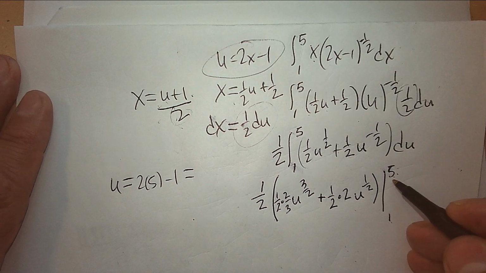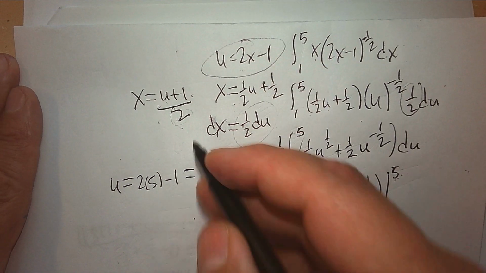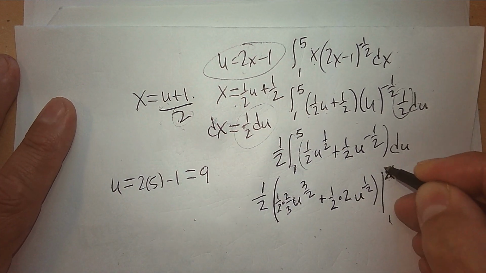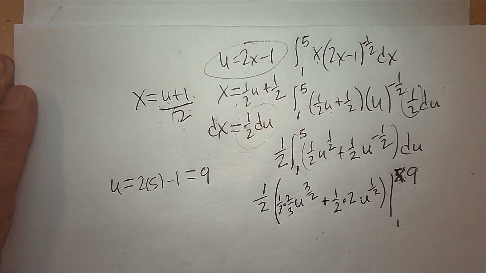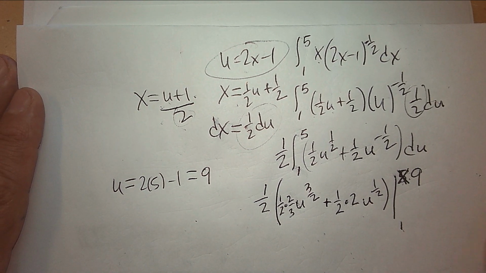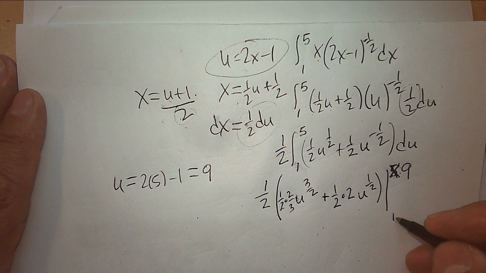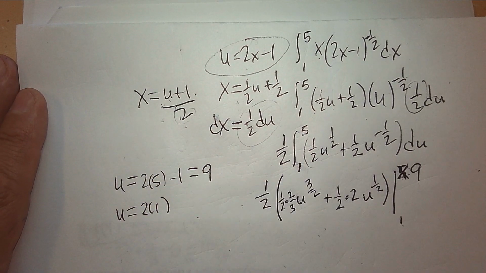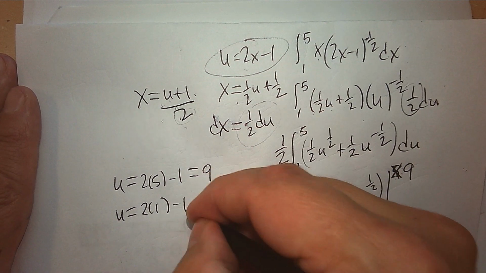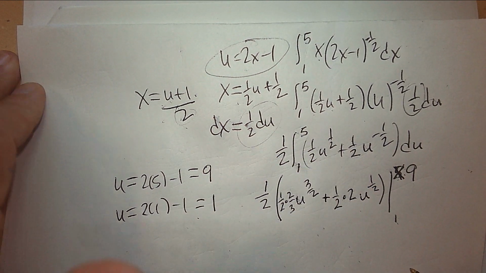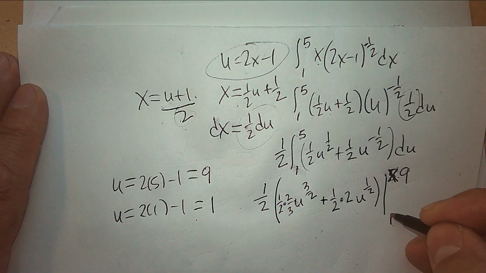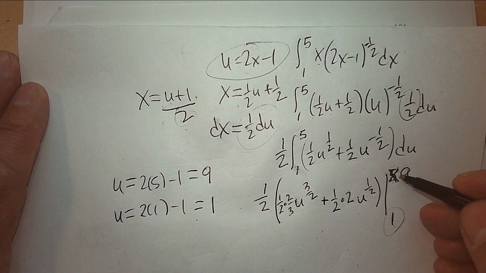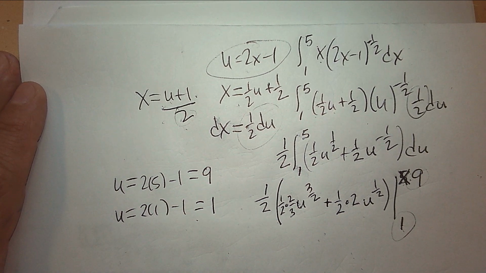So plug in 5 for x, 2 times 5 is 10, take away 1 is 9. So it's no longer 5, with respect to u, the upper bound now is 9. That way I don't have to plug x back in. What was the lower bound? 1. So in terms of u, you would go 2 times 1, take away 1. Well, guess what? The lower bound stayed the same, so I don't need to cross it out. When you plugged in 1, you got the same lower bound. But now we're going to use these numbers when I do my substitution.